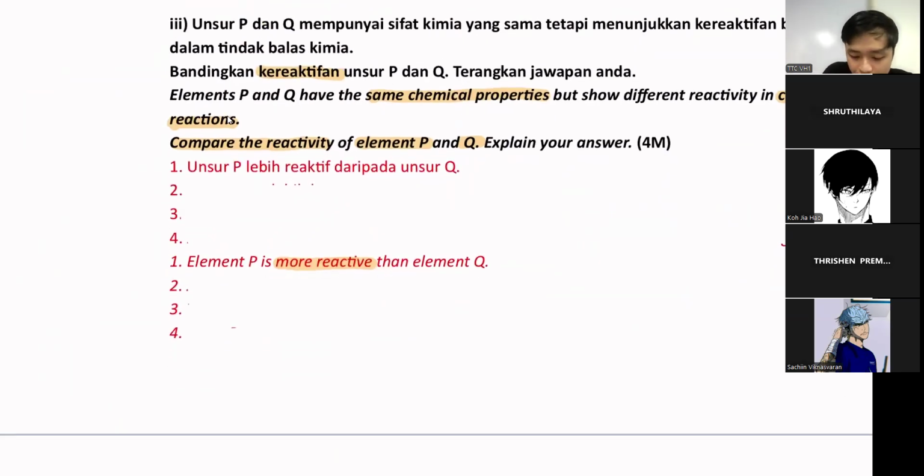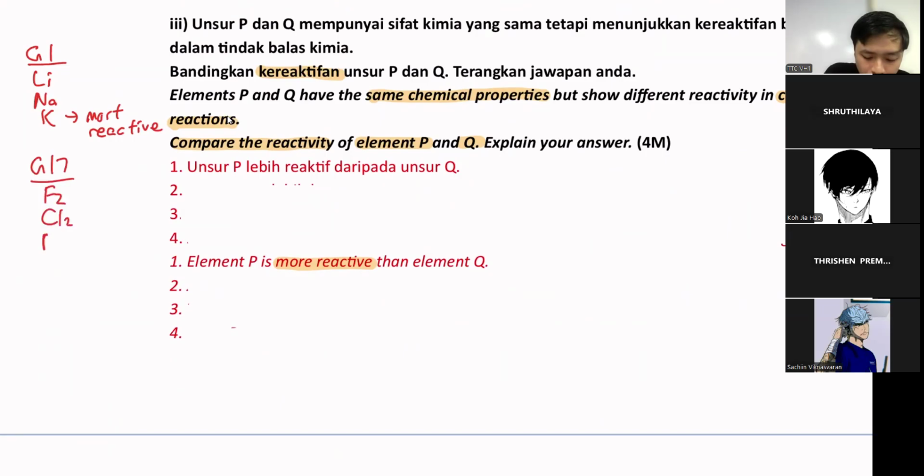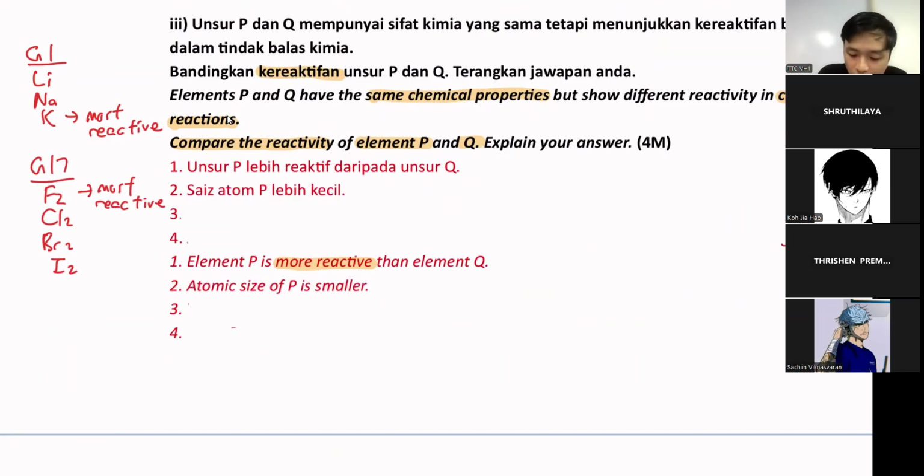I tell you first. Group 1, you have lithium, sodium, potassium. The most reactive one out of the 3 is potassium, because the reactivity increases down Group 1. For Group 17, you have fluorine, chlorine, bromine, iodine. The most reactive one is fluorine. Then the reactivity decreases down the group. So the second mark: atomic size smaller.